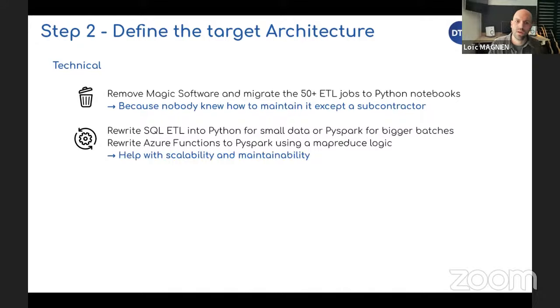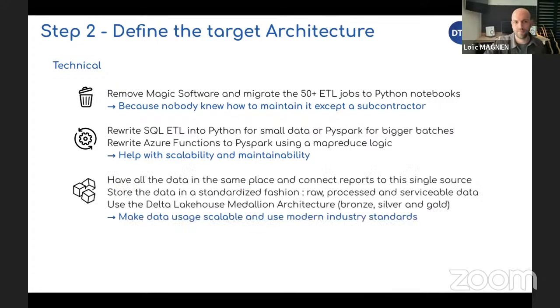We rewrote SQL ETL into Python for small data and PySpark for bigger batches, just to have two languages handling the ETL. And we had a lot of code written and running on Azure Functions. Azure Functions are really scalable, but as everything else was using Databricks, we decided to rework it in MapReduce logic in Databricks. So all the code base is in the same place, and we are not maintaining the infrastructure for Azure Function plus the infrastructure for the Delta Lakehouse in Databricks. Again, it's about the minimization, which is my sort of motto when I build architectures.